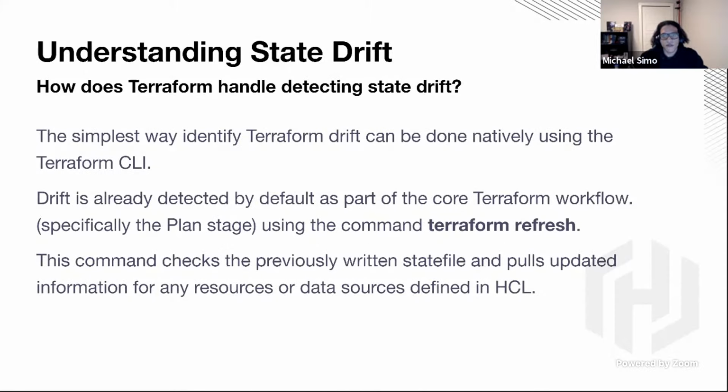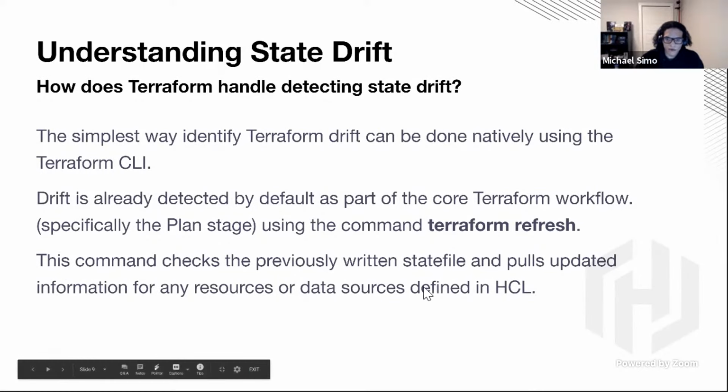So how does Terraform handle detecting state drift? Natively through the Terraform CLI, there's a command called terraform refresh, and this is run behind the scenes every time you call a terraform plan. This will pull your existing state from wherever the backend is, and then it will create a local copy of a Terraform plan, and it'll increment the version. As mentioned earlier, there's a unique version counter.